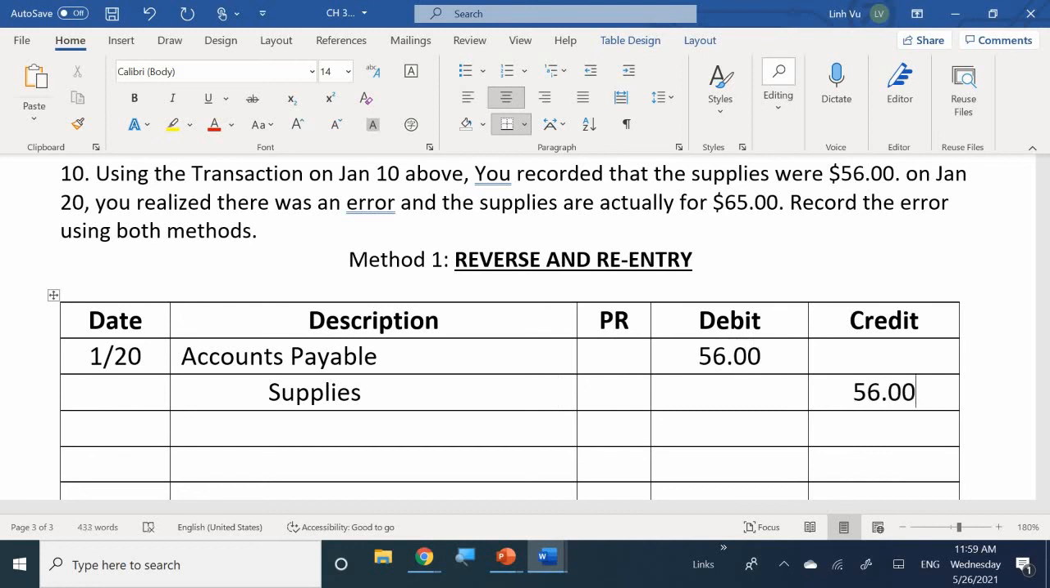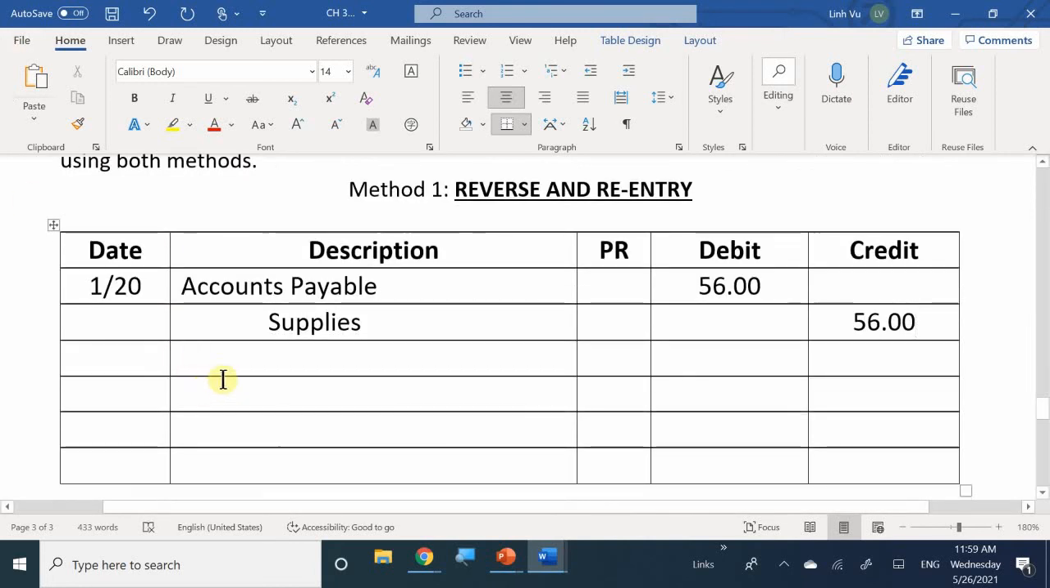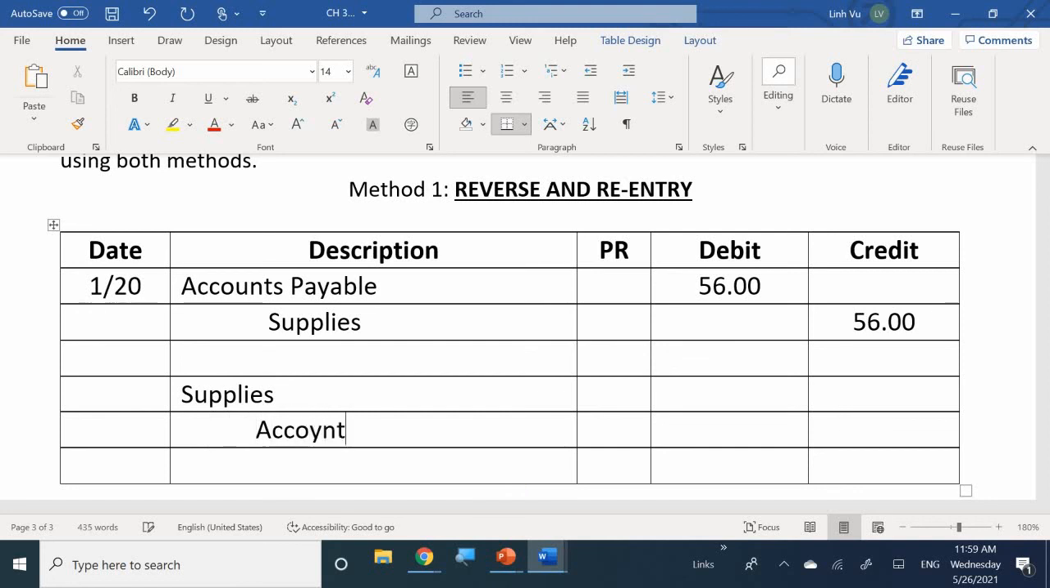Now that's just completing the first section here. Now we need to re-enter it. So we're going to repurchase it for the $65. Correct. So now we owe them a little bit more, right? Because this time we're entering it for the correct amount.